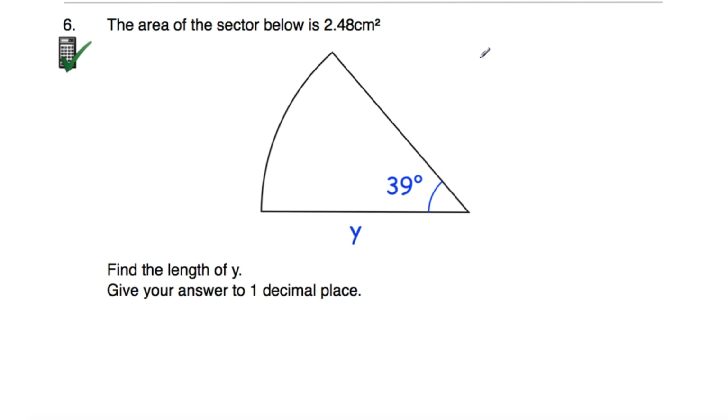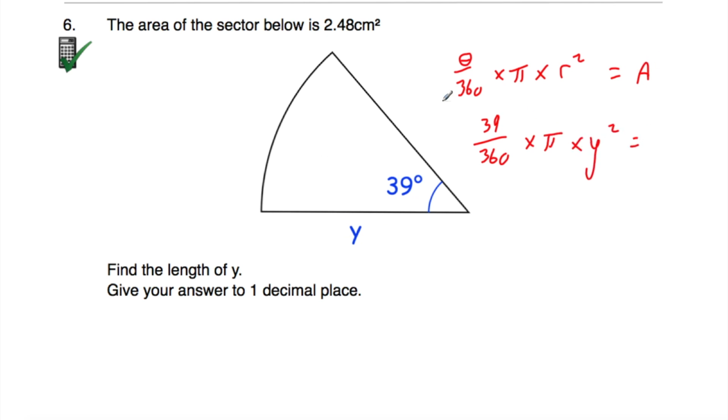So the area of the sector would be β over 360 multiplied by pi multiplied by the radius squared. That's how we find the area of the sector, and that's equal to the area. So here, β, the size of the angle, is 39 degrees over 360, multiplied by pi, multiplied by the radius, which here is y squared. And that's equal to the area, so the area of the sector is 2.48.